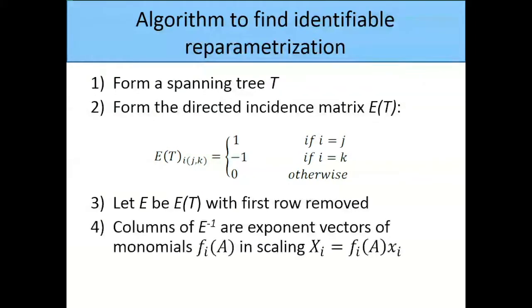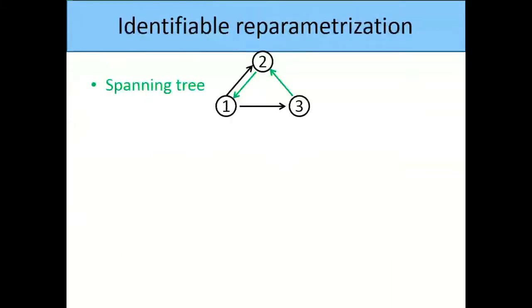So then I'm going to remove the first row, and then I'm going to find the inverse of that matrix, and the columns of that matrix are my exponent vectors of my scaling monomials. Let me go ahead and demonstrate this on our example.